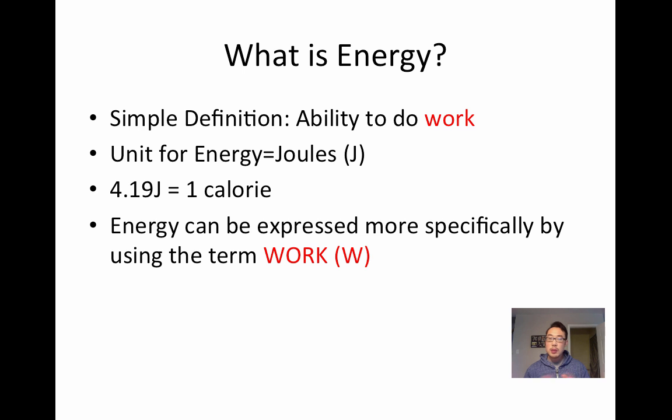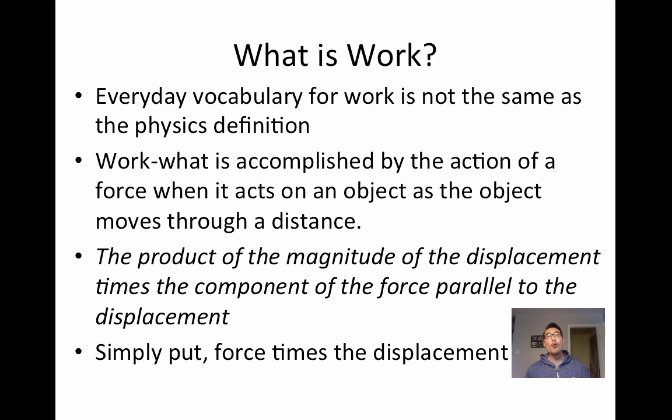Well, basically, the simple definition is it's the ability to do work. Now we're going to go over the definition of work in a little bit. Okay, the unit for energy is joules, or a capital J. Now, you might come across energy more frequently as the unit for calories. Okay, so a calorie is a unit for energy. 4.19 joules is 1 calorie. Okay, so the thing to keep in mind is that energy can be expressed more specifically by using the term work.